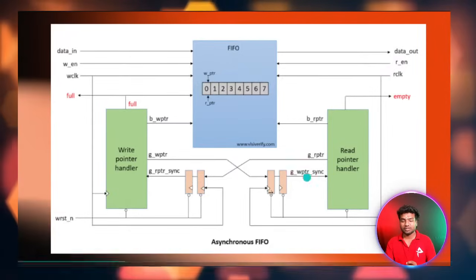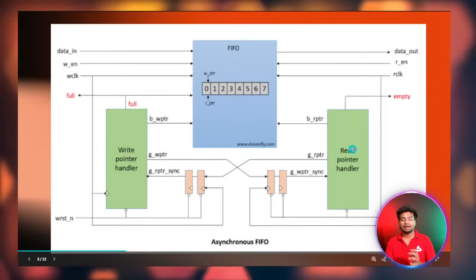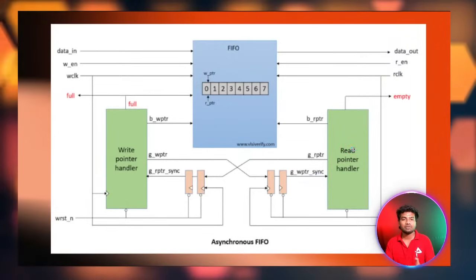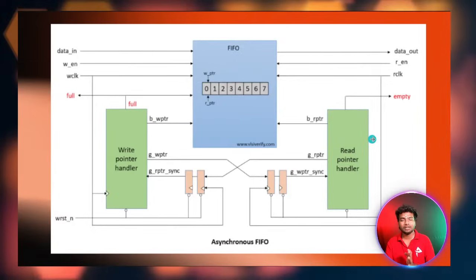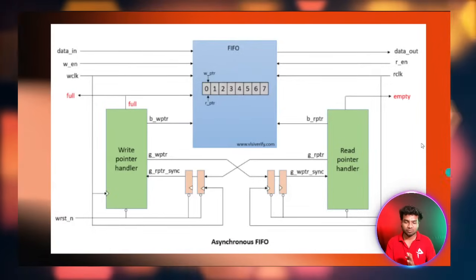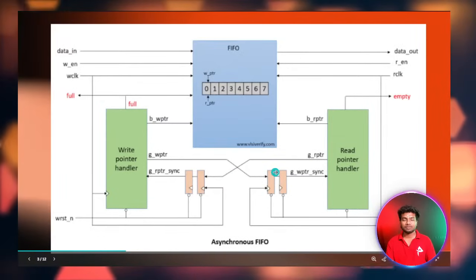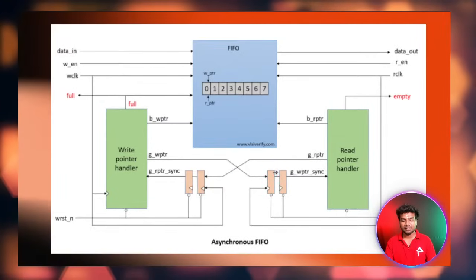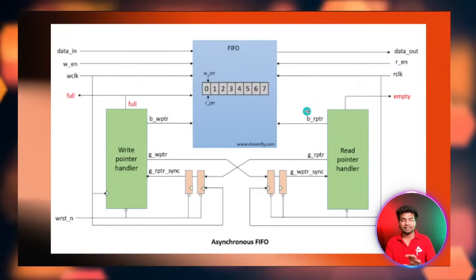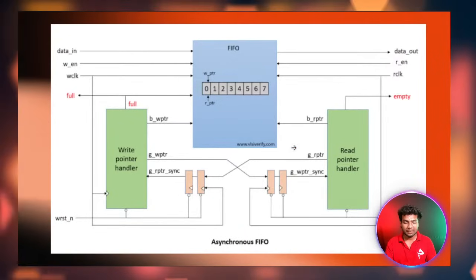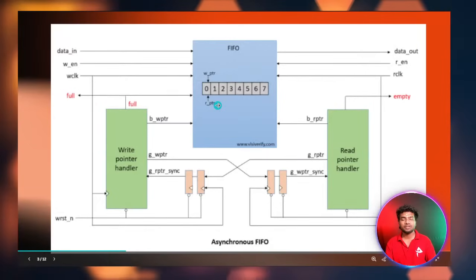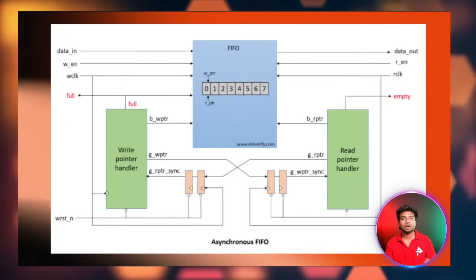Okay, so this read pointer handler does the work of reading from the data. Using only the read pointer handler, we can read from the data. The main difference here is that we can read and write simultaneously, but if you read and write at the same time, you will get some unknown values.